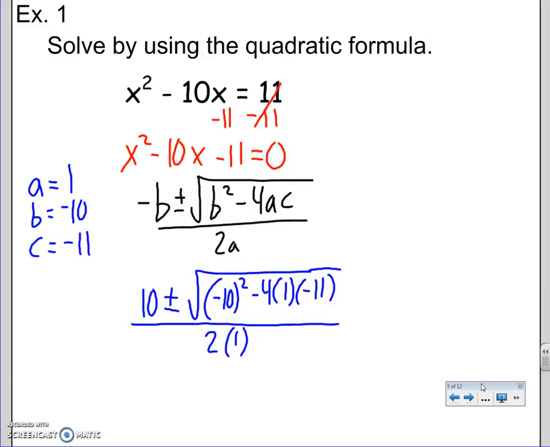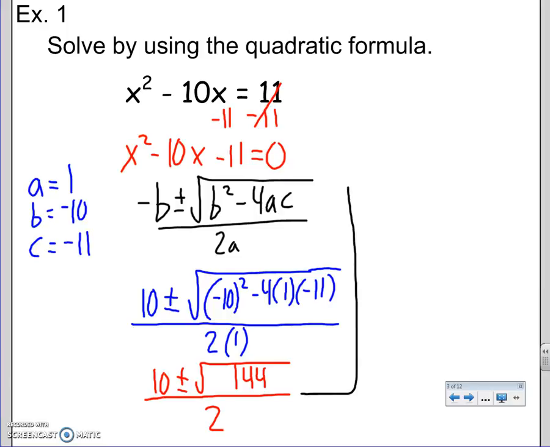All right. You want to figure out what's in the square root first. So this is 10 plus or minus inside the square root. You can put it all in your calculator, but negative 10 squared is 100. 100 plus 44 is 144, all over 2. Now once you have that single number, you want to put it in the calculator and see if it's a nice number or not. So the square root of 144 is 12, all over 2.